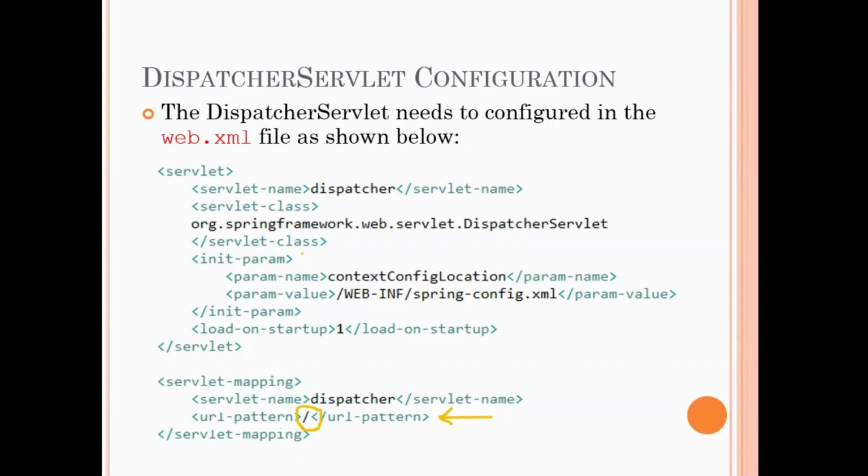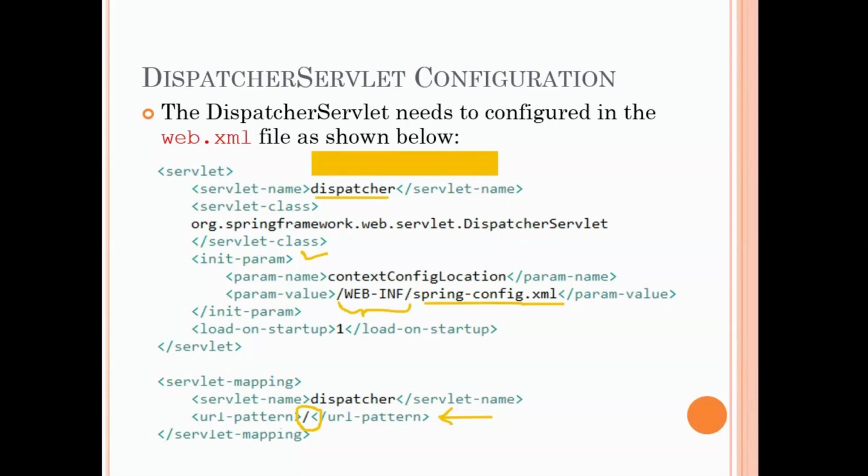Now this init param ideally is not compulsory, frankly I'll say. But if you are not defining this, then the configuration file that we have needs to be named specifically. One, it has to be inside the web.inf folder. That is one rule. Plus, it has to be the servlet name dash config.xml. So it has to be something like dispatcher.